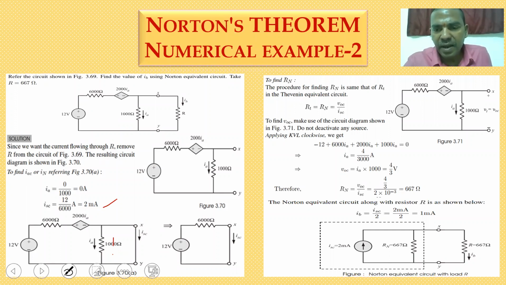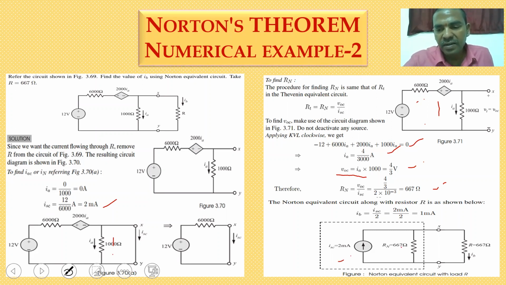On the right hand side I am writing the loop equation. So minus 12 plus 6000 Ia plus 2000 Ia plus 1000 Ia is equal to 0. From this, Ia is equal to 4 divided by 3000. So finally VOC is equal to Ia into 1000, so we can get 4 by 3 volts. So Rn is VOC divided by ISC, and you can get 667 ohms. Now the equivalent Norton's current.